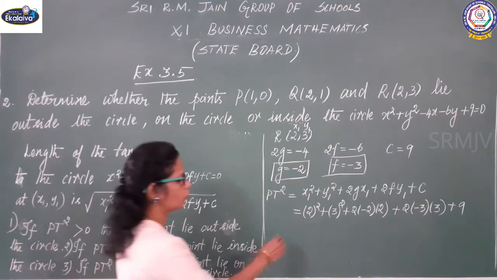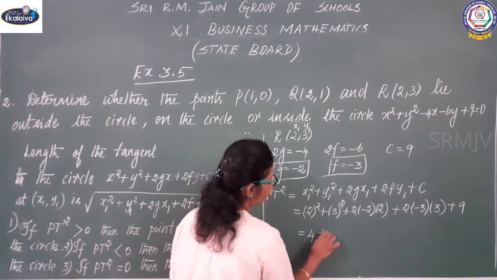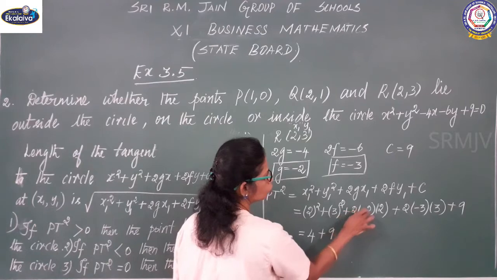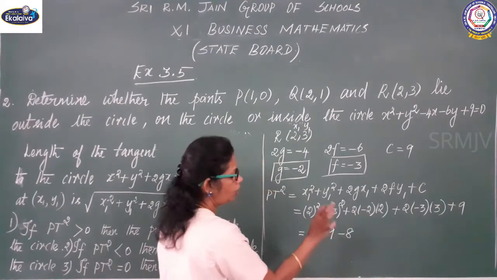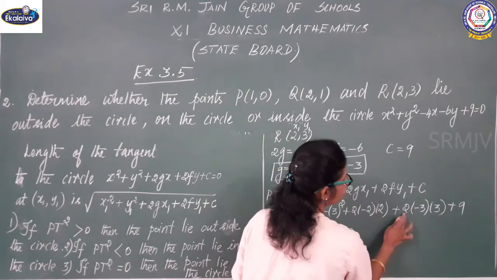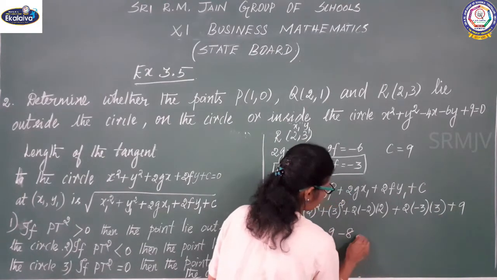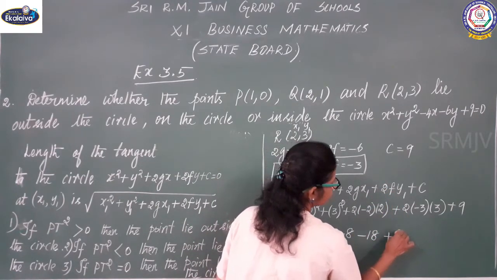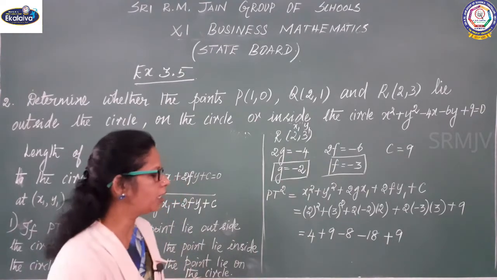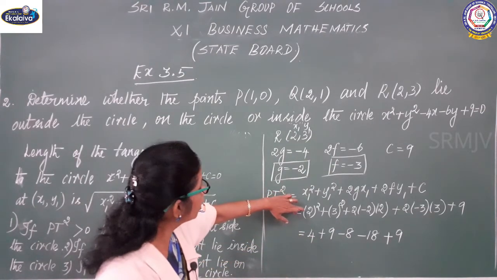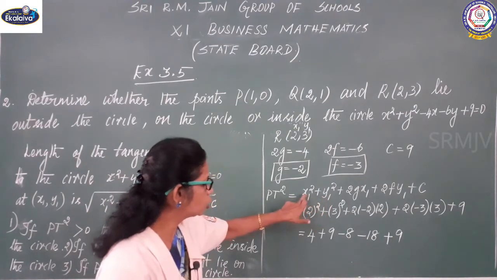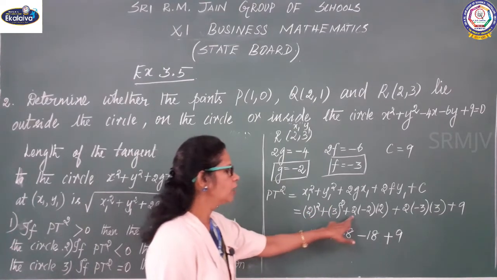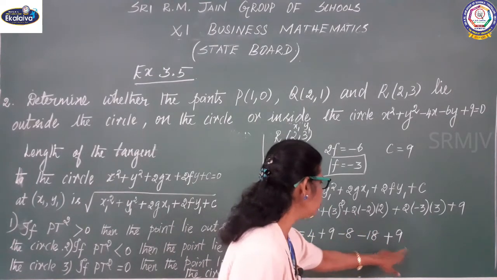Now we are going to calculate 4 plus 9 minus 8, because 2 2s are 4, 4 2s are 8, negative is there, minus. Here also negative is there, 2 3s are 6, 6 3s are 18, that is minus 18 plus 9. See, x1 is 2, y1 is 3. 2 2s are 4, 4 plus 9, minus 8, minus 18 plus 9.